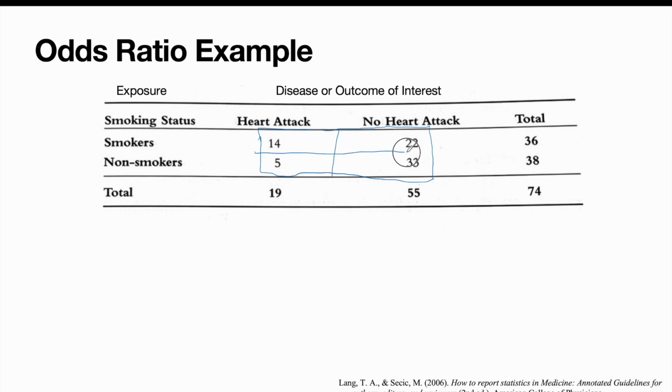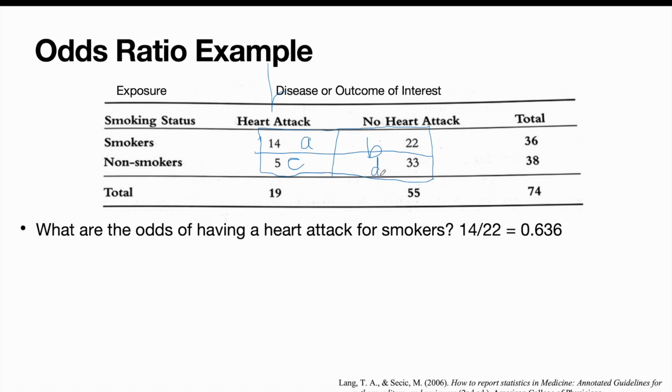Okay, and then up here, this is our number for A. So that would be people who have had a heart attack and who have been exposed to smoking. And this would be our number for B. This would be our number for C. And this would be our number for D. So we look and we ask the question, what are the odds of having a heart attack for smokers? So we want to see the odds.